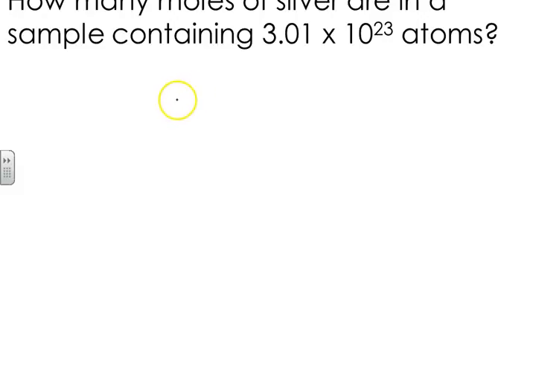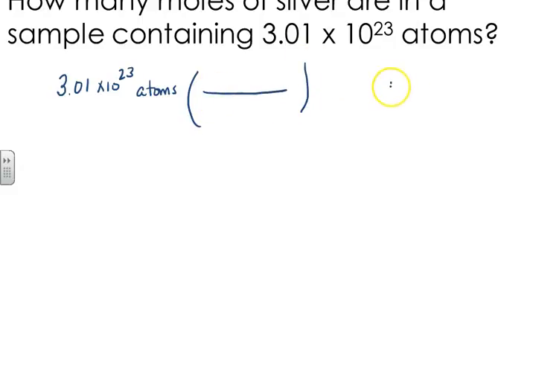Next problem, how many moles of silver are in a sample containing 3.01 times 10 to the 23rd atoms? And we want to know how many moles. Okay. Our conversion factor is going to be the relationship between moles and a number of atoms.